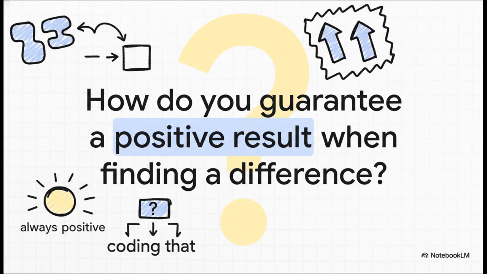All right, and now for our final puzzle of this tutorial. It sounds simple. We have 2 numbers and we just need to find the difference between them. But here's the catch. The result has to always be a positive number. It doesn't matter which number is bigger to start with. So how do you write the code for that?